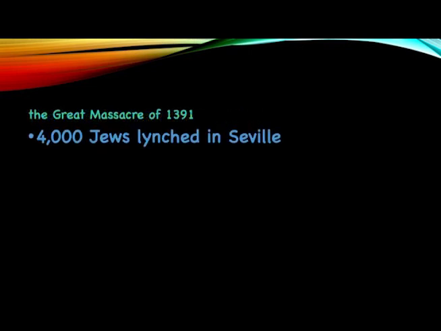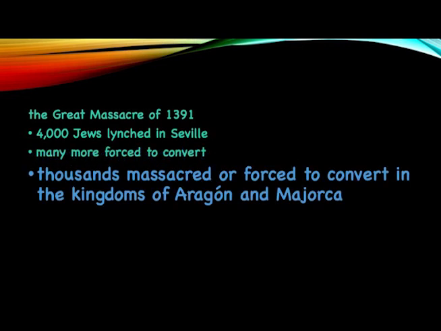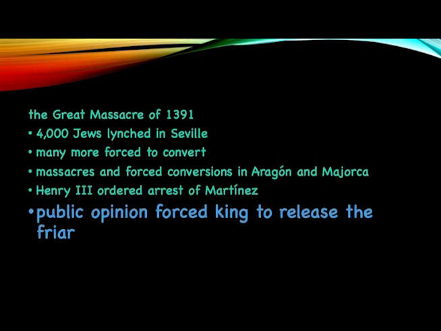It was an extraordinarily violent event in which Martinez's supporters lynched around 4,000 Jews. Those who escaped death were forced to convert to Catholicism. Martinez called on his supporters in the kingdoms of Aragon and Majorca to carry out additional massacres. They responded by killing thousands more Jews. Henry III and his advisors were outraged over the incident, and his advisors ordered the arrest of Martinez for his part in instigating the massacres. But public opinion eventually forced the crown to release the Franciscan.